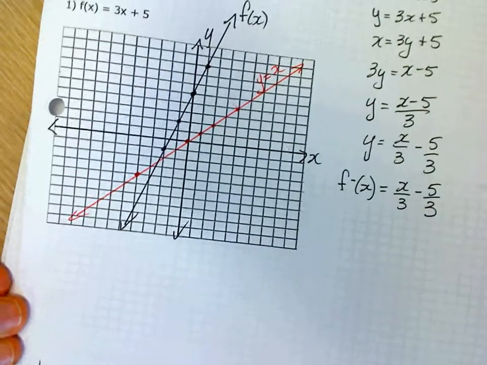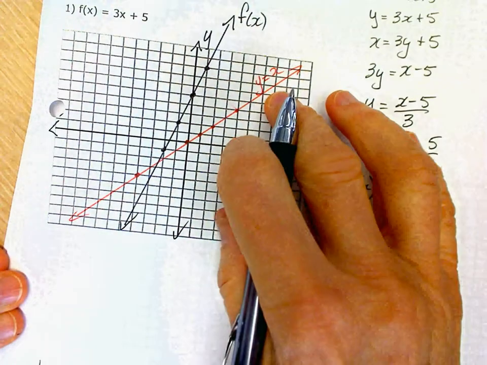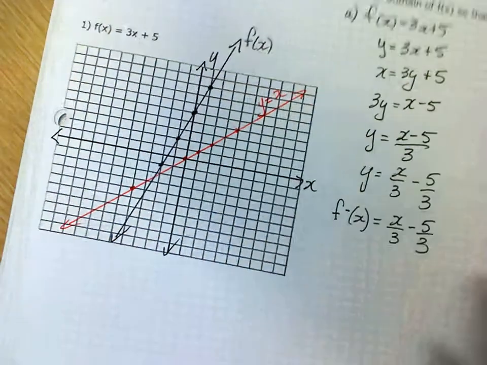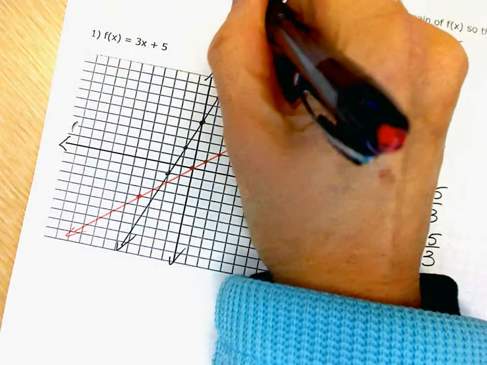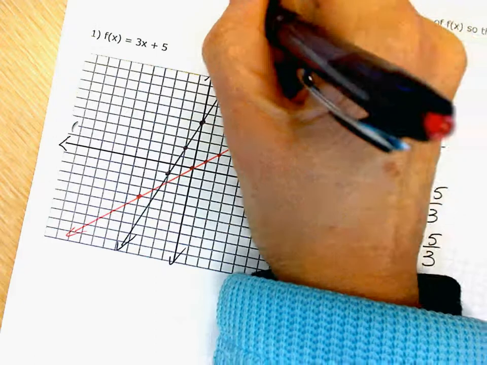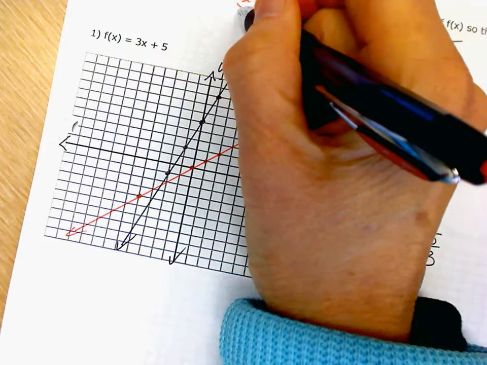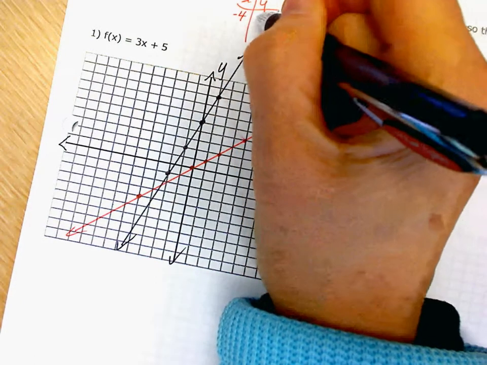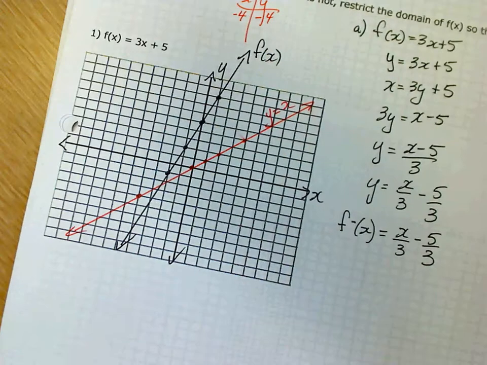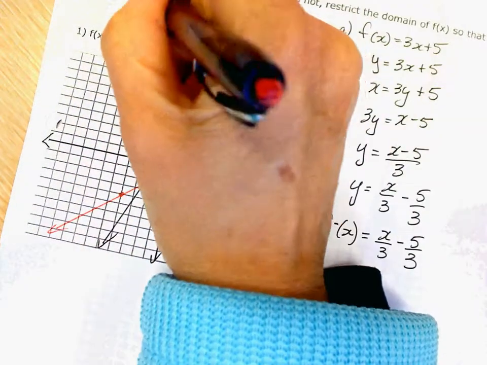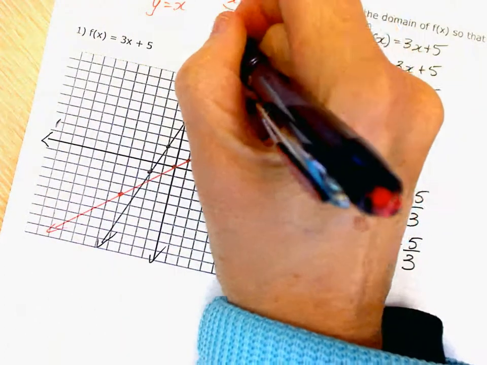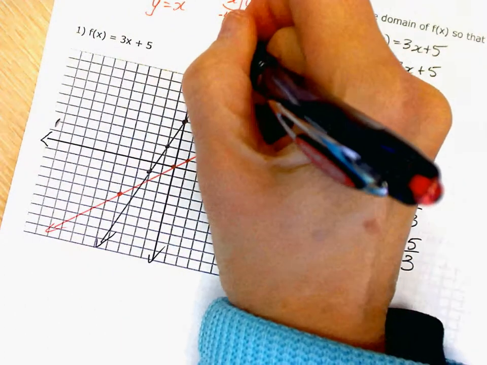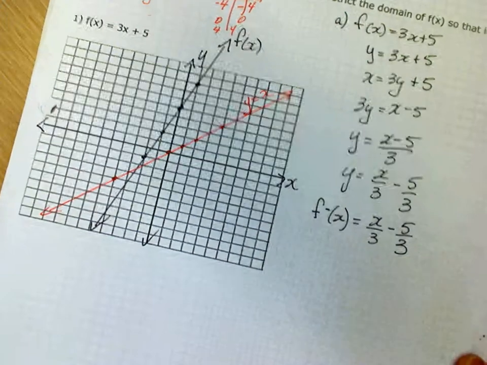For the y equals x line, you can do a table of values. You do what's easier for you. For the y equals x line, when x is -4, y is -4, because on the y equals x line, they're equal to each other. When x is 0, y is 0. When x is 4, y is 4. Okay? There.